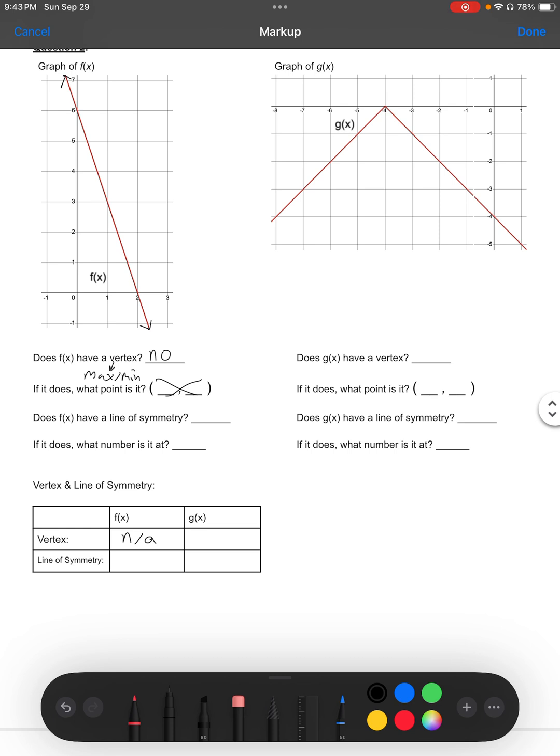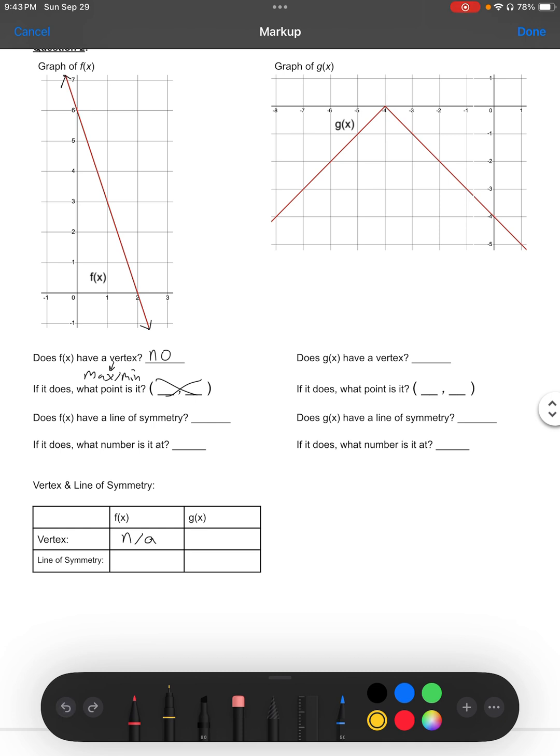Does it have a line of symmetry? So that would be a line that you could put on here that would make it the same on both sides. So if, for example, I were to put a line right here, this would not be a line of symmetry because I have this section down here that's going down, and then I have another section up here that's going up. So this would not be a line of symmetry because the two sides of the graph are not the same. In fact, this problem does not have a line of symmetry.